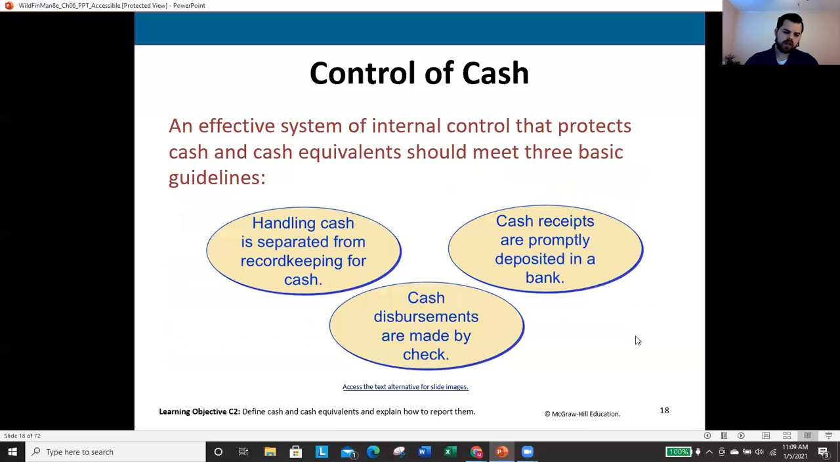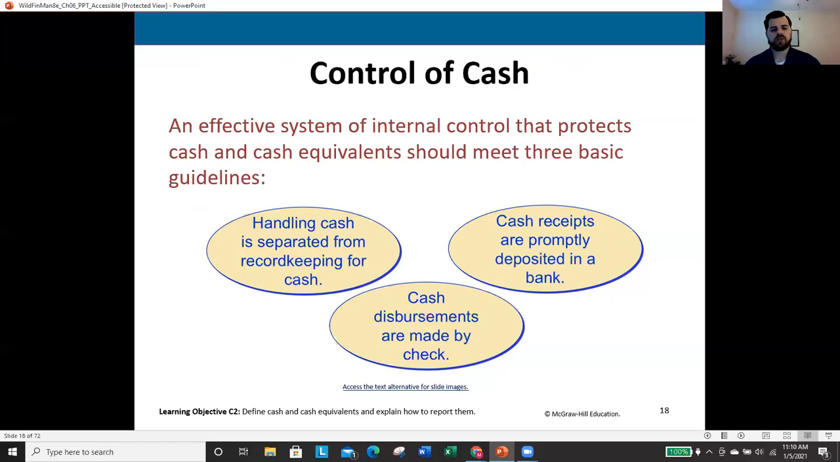Now, the next area, we're really just looking at cash. I'm not going to spend a ton of time defining what cash is. I think we are all aware of cash. There are a couple of items that you may not think of when you think of cash, things like cashier's checks and things along those lines. But all in all, cash is cash, right? So coins, currency, anything like that is what we're talking about when we talk about cash.